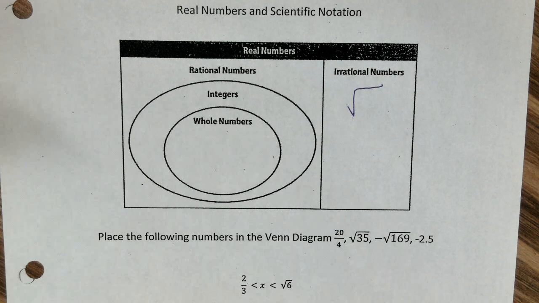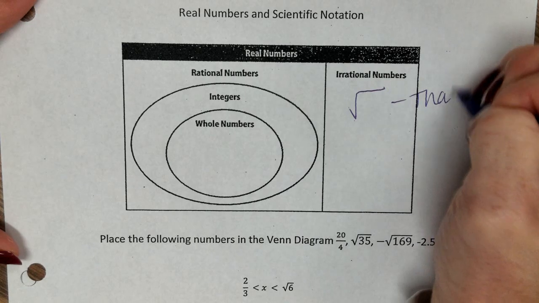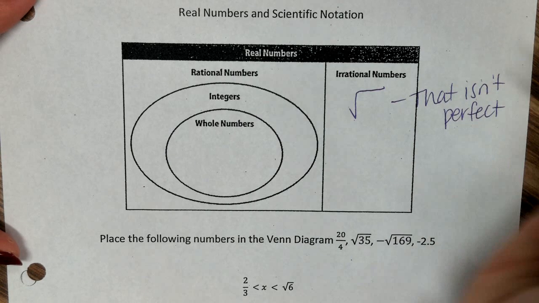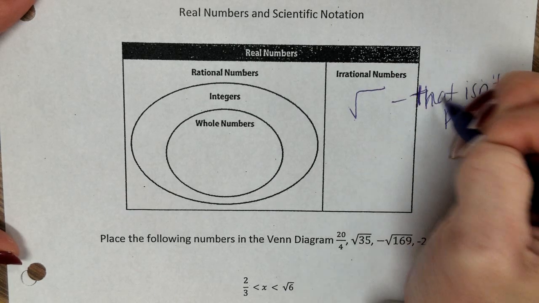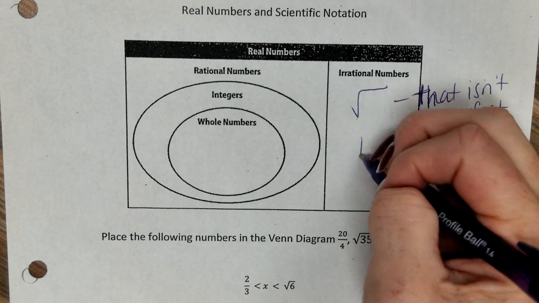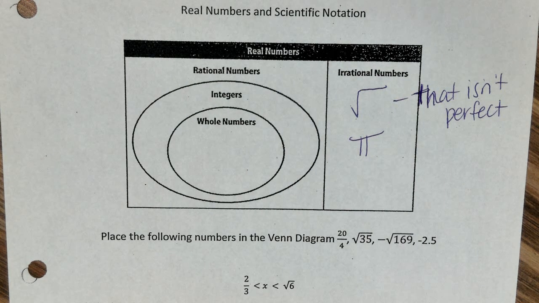Write that down. Any square root that isn't perfect. Write it down, please. And pi. Those are all your irrational numbers. So if you see a square root, it's probably irrational unless you put it in your calculator and it gives you a whole number, then it's not.